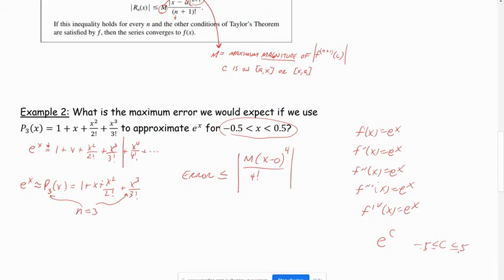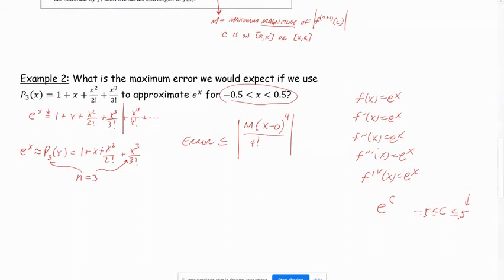Okay, and so the value that will make this as large as possible, in this case, is the right endpoint. And so M is going to be e to the 0.5, and that is about 1.6487. And so we can say our error is less than 1.6487. The biggest x value that we can plug in is 0.5 to the fourth, according to this again, and then divided by 4 factorial.